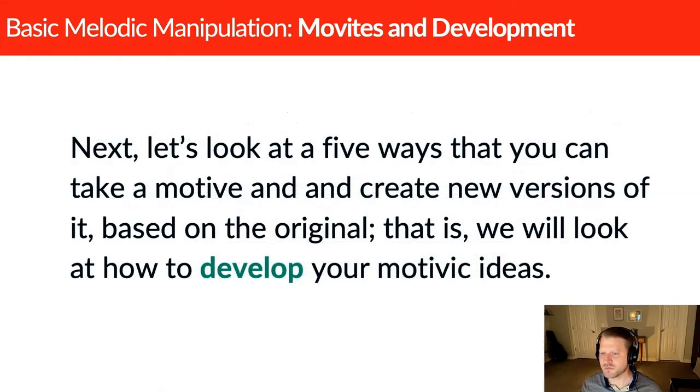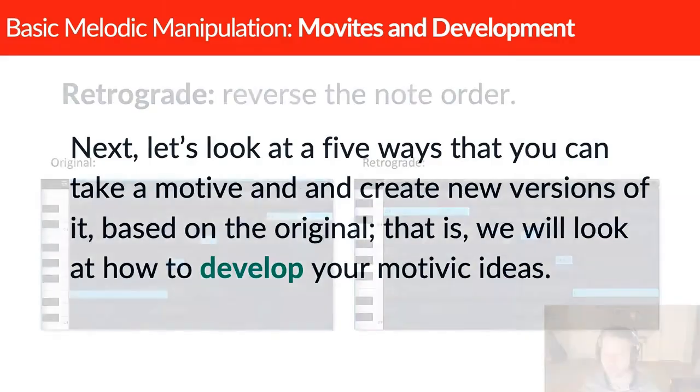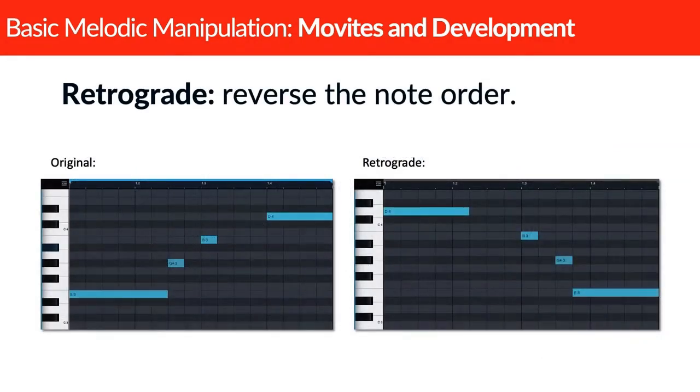So next, let's take a look at some ways you can actually develop your motives. I have here 5 ways. There are other ways, and we might talk a little bit about those as we go, but these are the 5 main ways that most composition students will be taught, at least to develop melodic ideas when they're starting off in school, I guess in sophomore year composition lessons. So the first is retrograde.